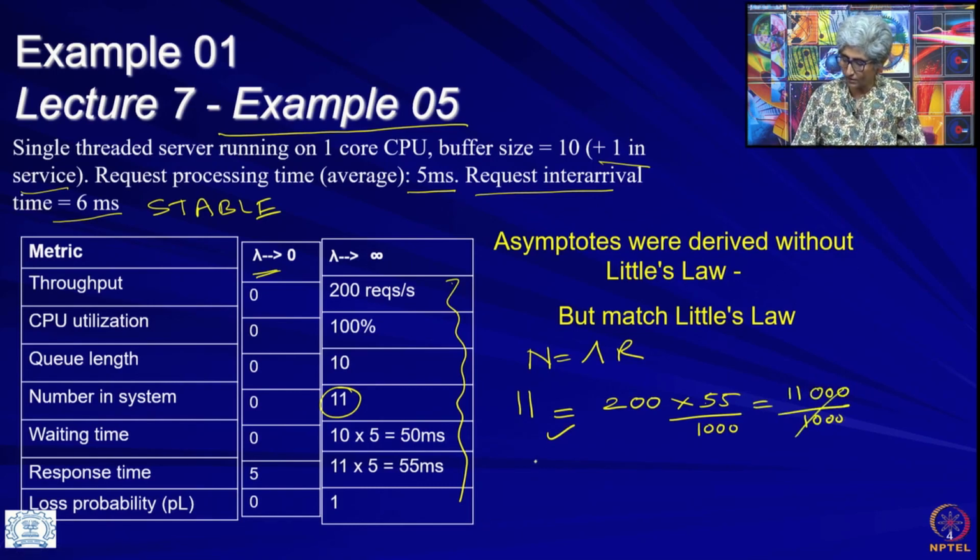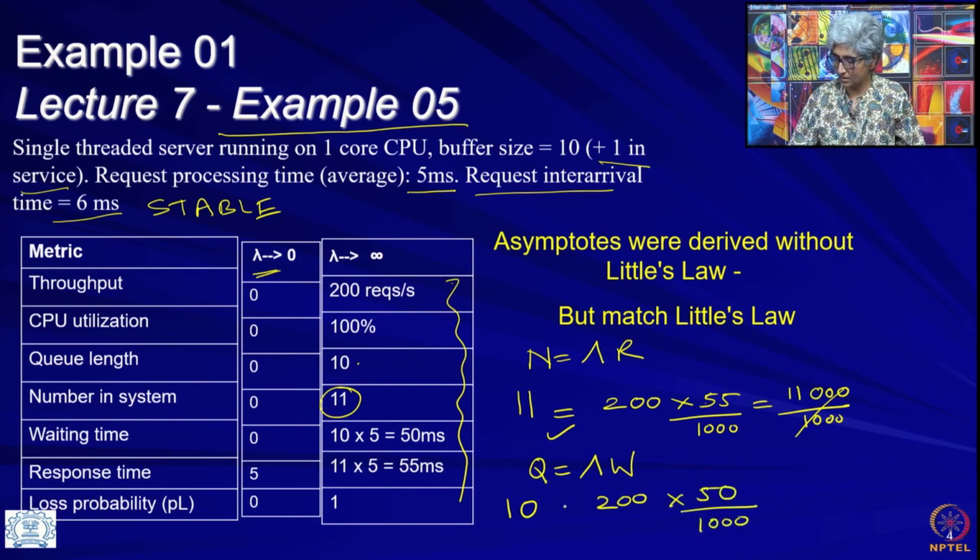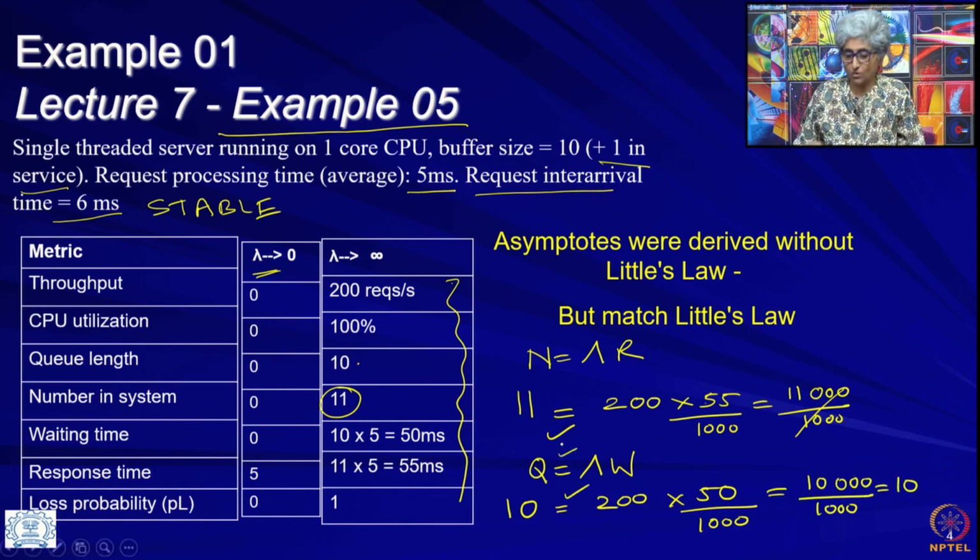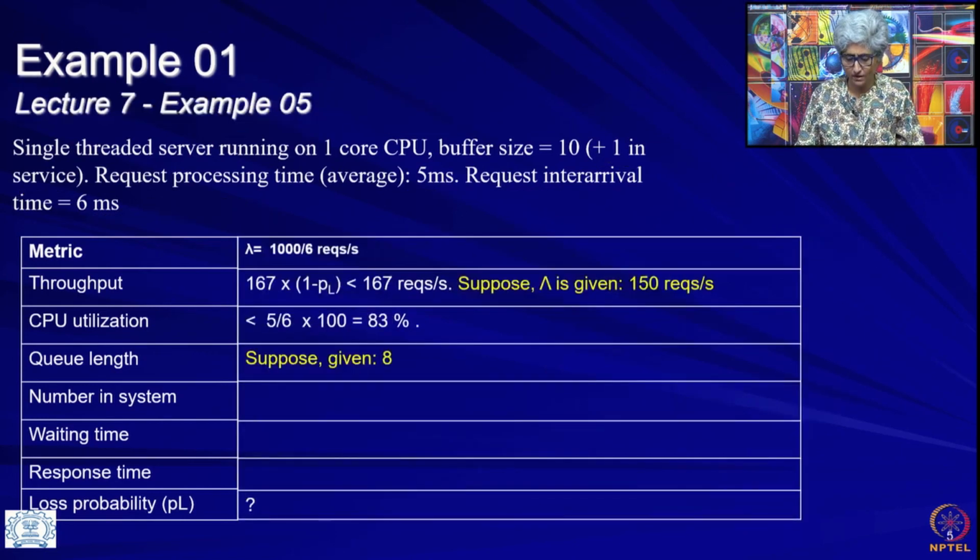Same thing for q is equal to lambda w. On this side we have 10 and on the other side we have again 200, this time multiplied by 50, since it is milliseconds we divide it by 1000. Of course, this is 10,000 divided by 1000 which is equal to 10. Okay. So, it is interesting because we had not used Little's law in deriving these things, but you can see that these asymptotes actually do follow from Little's law also. Okay, so, let us move on.